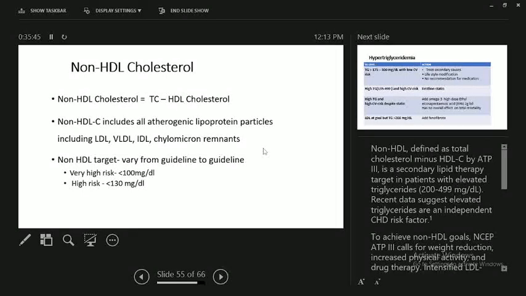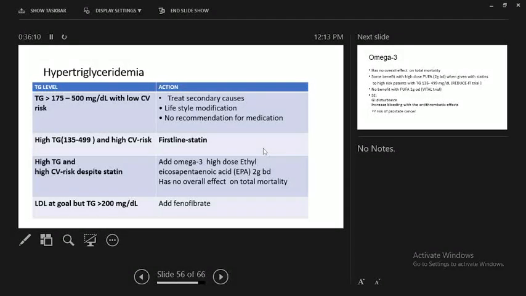So the next target is the non-HDL cholesterol. We know that non-HDL cholesterol is total cholesterol minus HDL, and it covers all the atherogenic lipoproteins that we have to consider, including the LDLs. Once we achieve the target of LDL, then we have to concentrate mainly on the VLDL and the chylomicron remnant. So in this situation, we have to control the triglyceride level.